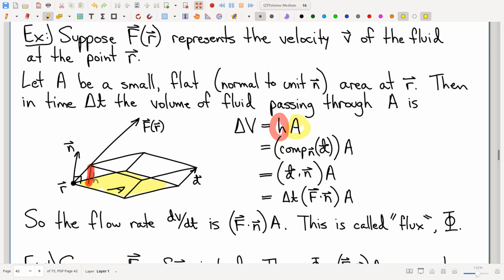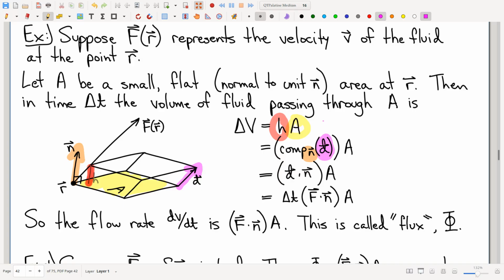F of R, for our purposes here, is constant. Yeah, absolutely. Okay. All right. So height times area gives me volume. Again, flashback to geometry class. That height, I propose, is the normal component of the displacement vector.